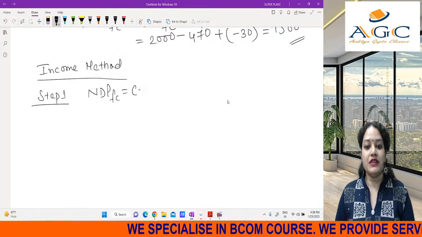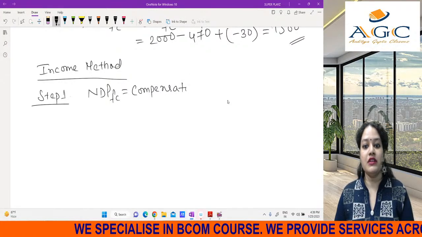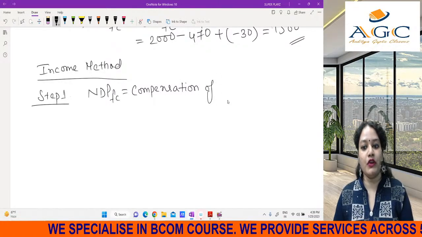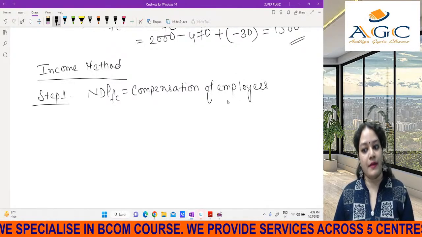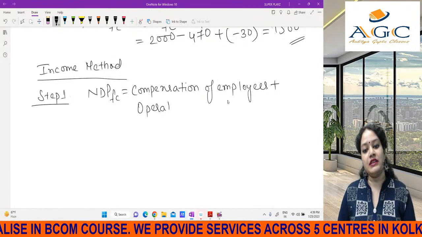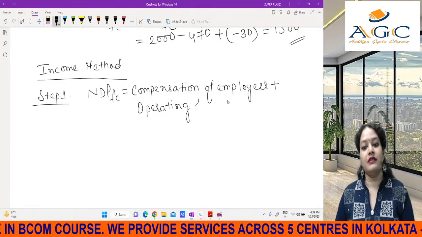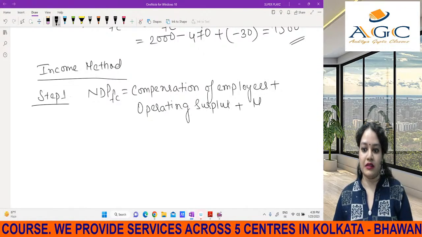Now for NDPFC, we have to understand certain things. That is, first is what? Compensation of employees. The formula for NDPFC is simply compensation of employees plus operating surplus and plus your mixed income.